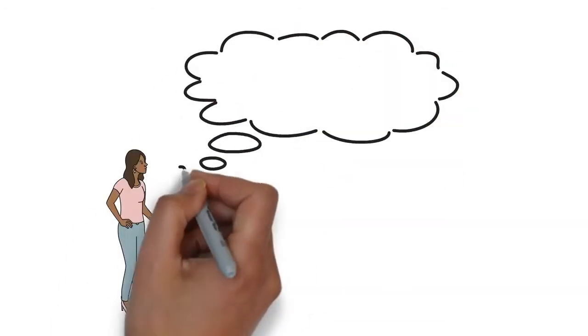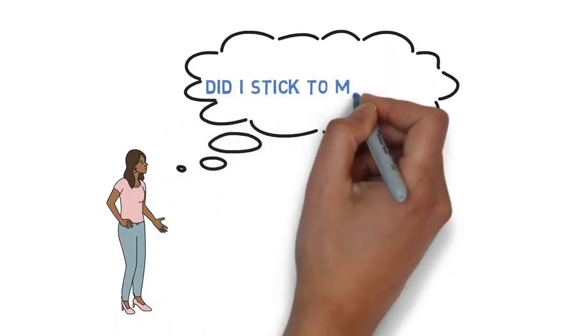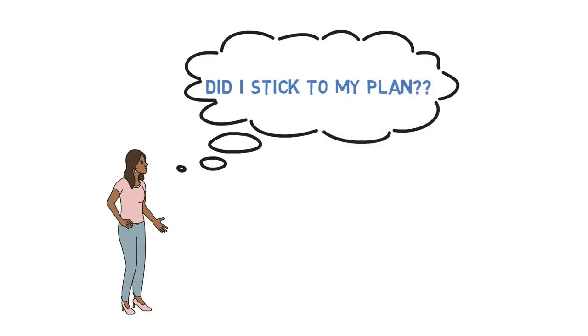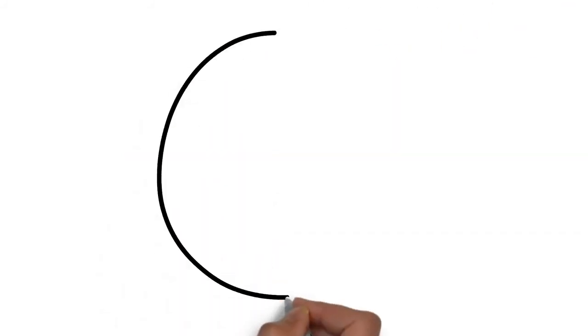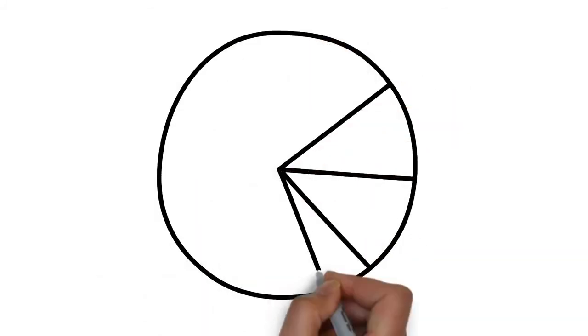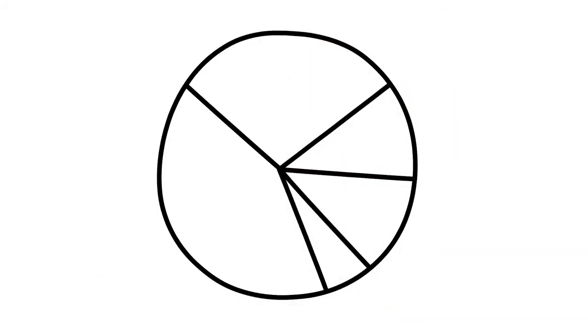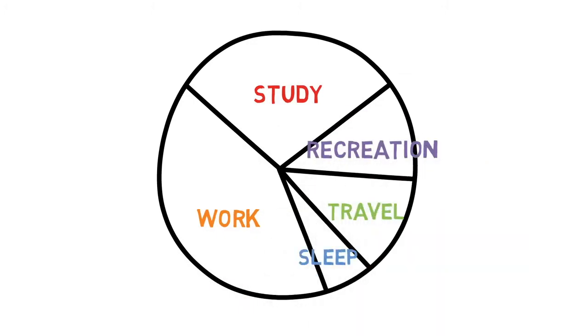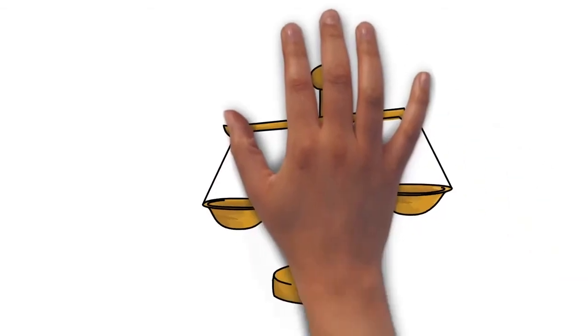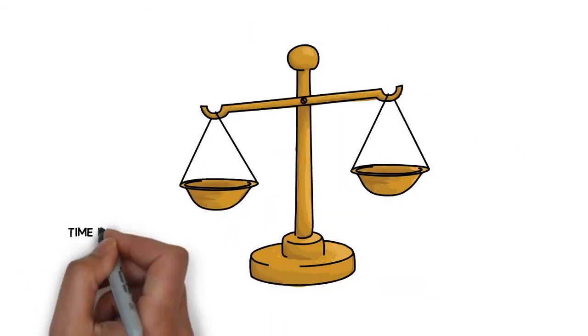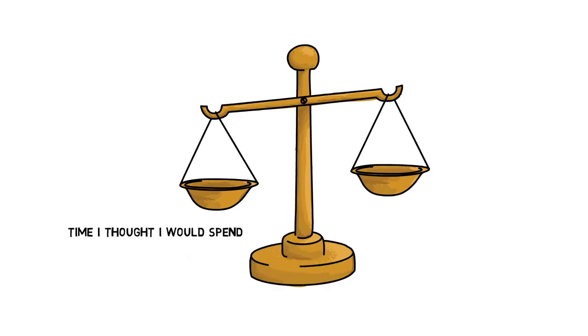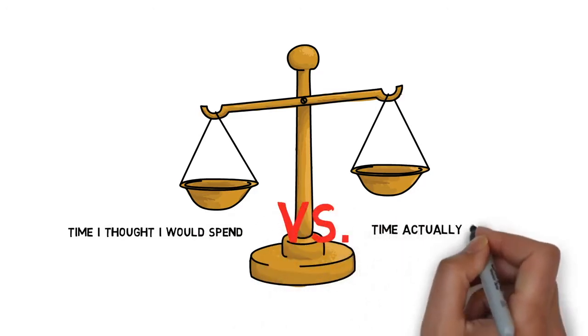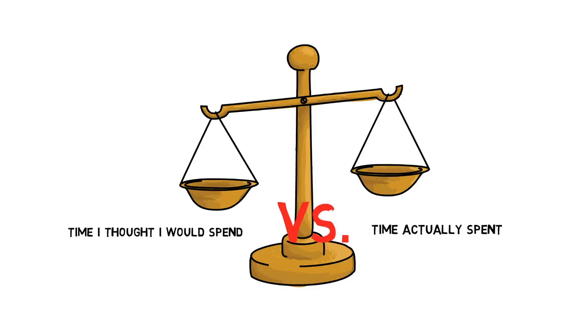And then ask yourself, did you really stick to your plan? Or was most of your day spent watching videos on YouTube? Try and do this for 1 whole week. And then group similar activities together into categories such as work, study, sleep, travel, and recreation. Now compare the time you thought you would spend against the time you actually spent on the activity. From this comparison, you'll be able to see which activities took longer than expected and if any needed more attention. Essentially, this will help you better distribute your time.